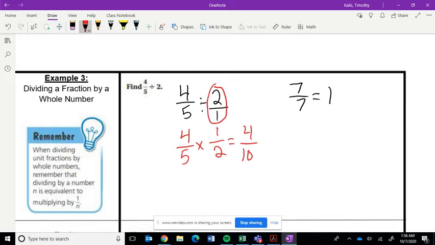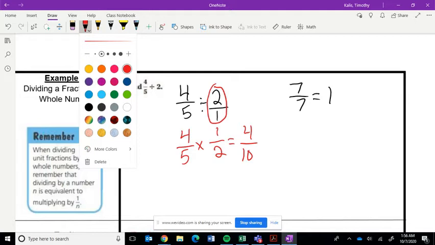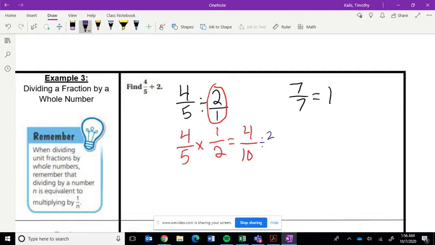So we look for the greatest common factor of 4 and 10, and that happens to be 2. So we divide by 2/2, and we get 4 divided by 2 is 2, 10 divided by 2 is 5. So our final answer, or our quotient, is 2/5. So we found out how many 2's go into 4/5, and that would be 2/5.